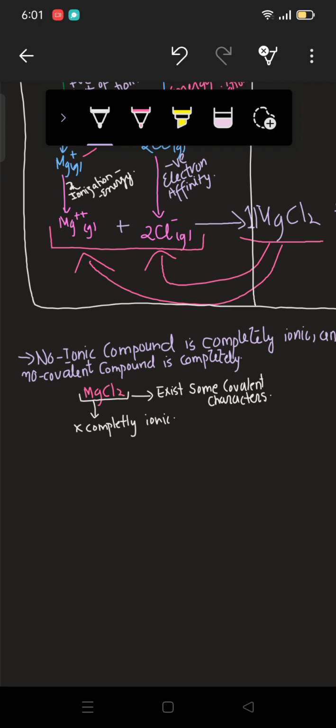So there is no compound in the universe which is completely ionic or completely covalent. There are some characters of covalent compounds in ionic compounds, and some characters of ionic compounds in covalent compounds. All right, in order to find the covalent characters in the ionic bond, the rule which we use is Fajan's rule.